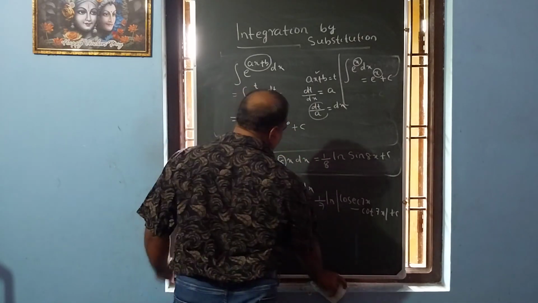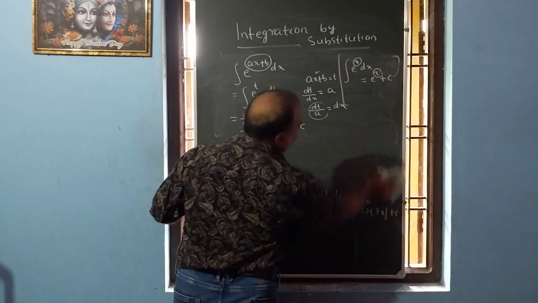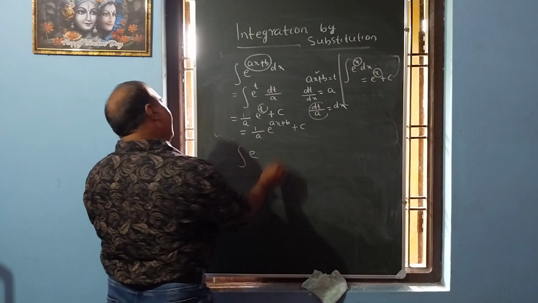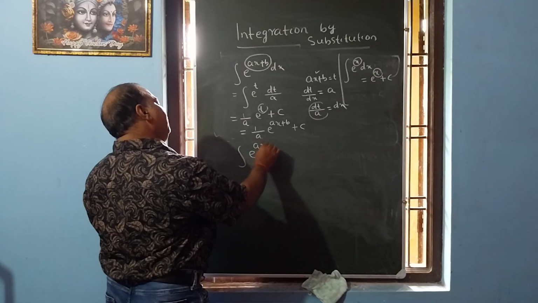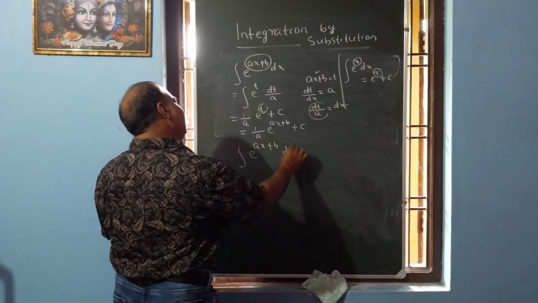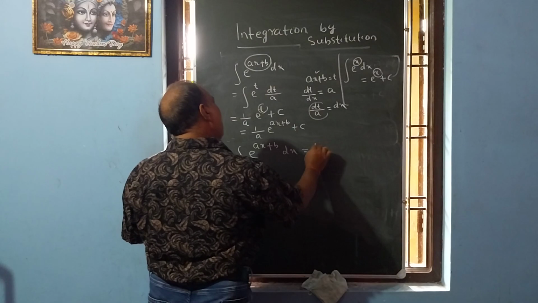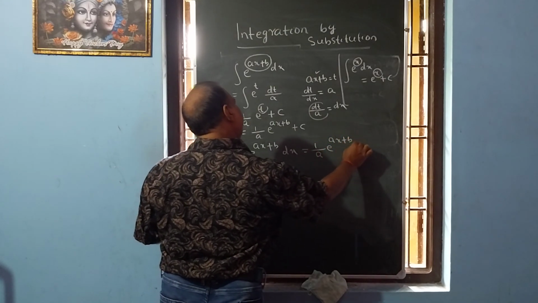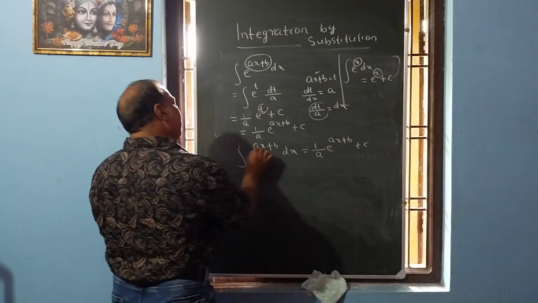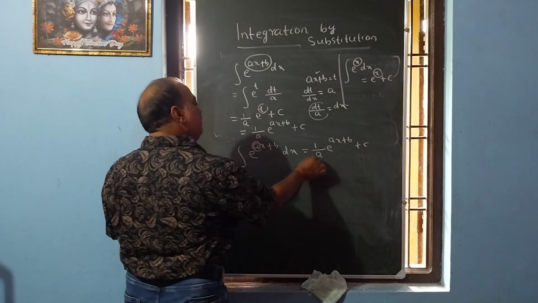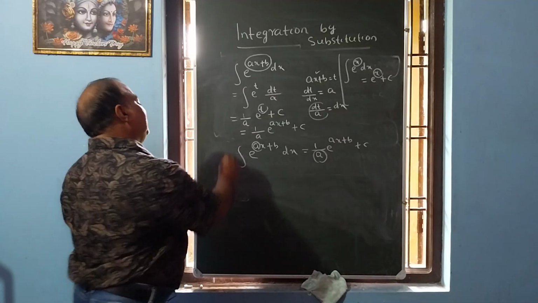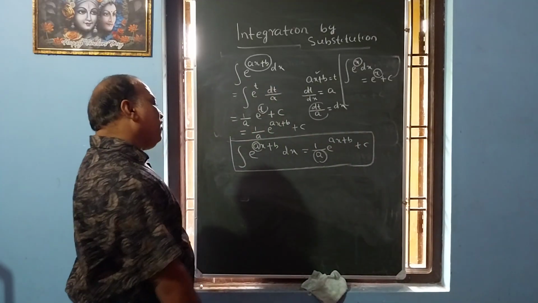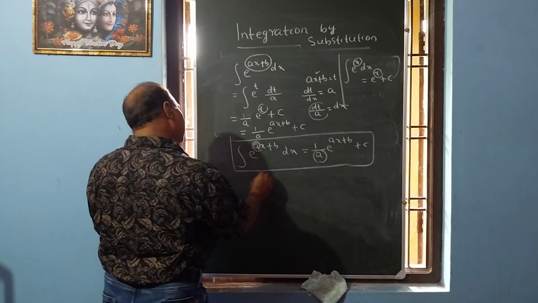Okay? So you remember, this is one formula you have to remember. Integration of e to the power ax plus b dx is equal to 1 by a e to the power ax plus b plus c. Here the coefficient of x is a, so that will be divided here. Using this formula, we have to integrate some examples.